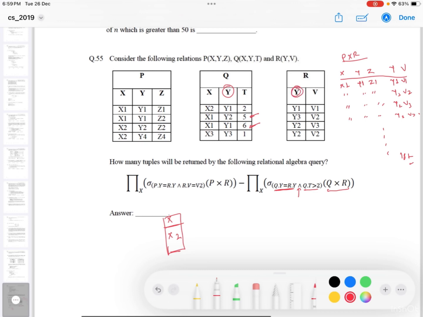If you look, this will look for Y2, right? So this is going to make the cross product with this and with this, because here is Y2, here is Y2, and here is Y2, right? And with Y1, this is going to make the cross product with this, and that is all.